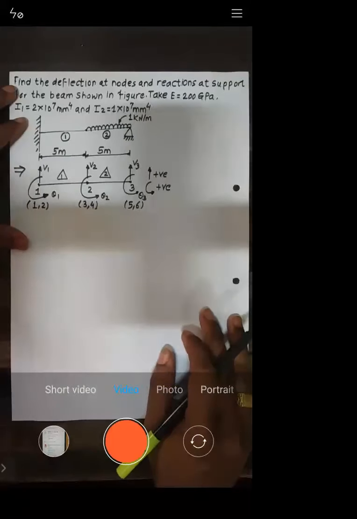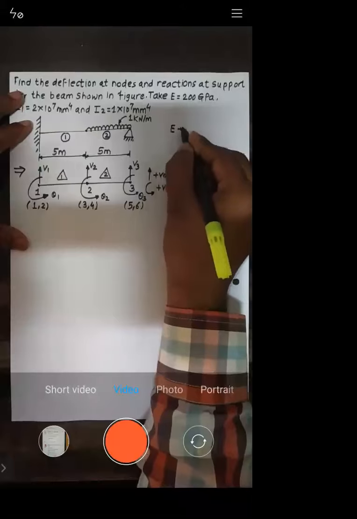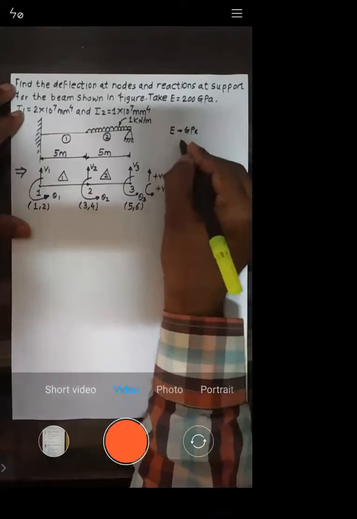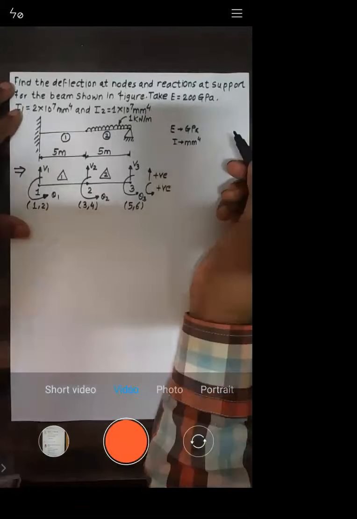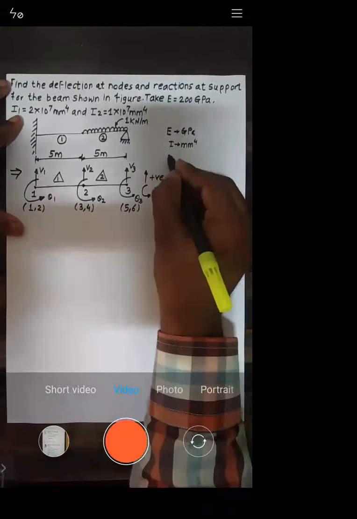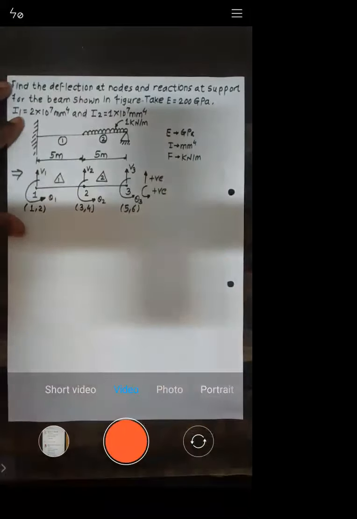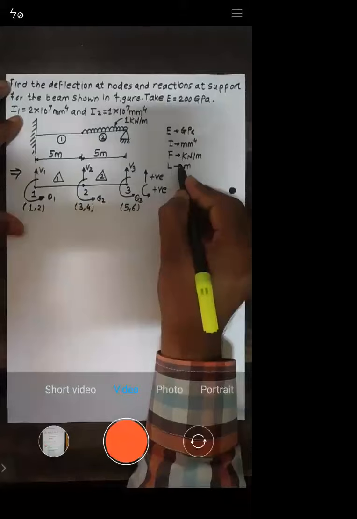Now here, before starting with the problem, we need to just check for the unit, right? See here. E is given in gigapascal. I is given in mm raised to power 4, right? And if you see this load, I will call this as load. Load is given in kilonewton meter, right? And the length is given in meter. Try to understand. Length is given in meter. Is it okay?